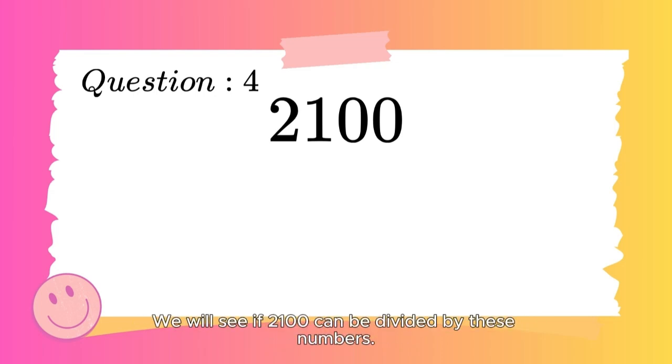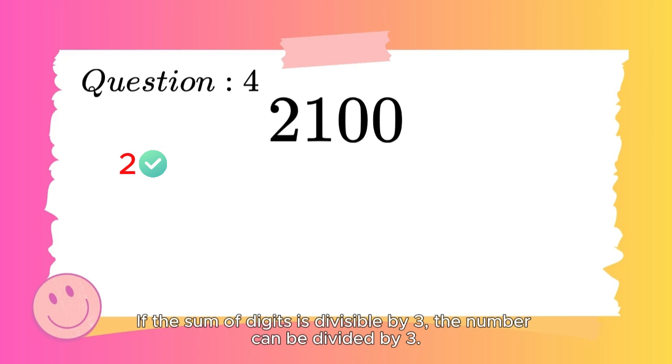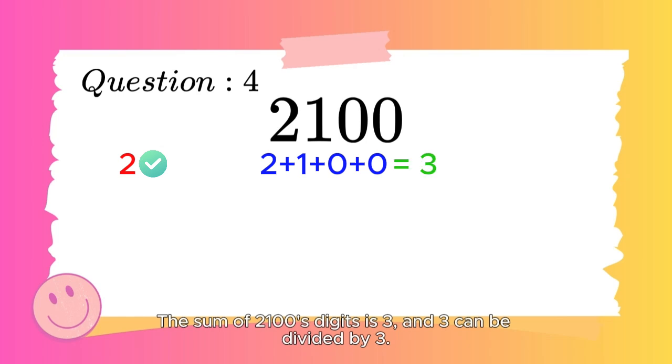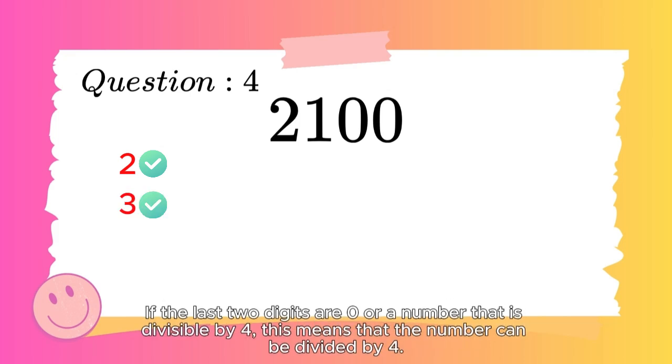We will see if 2,100 can be divided by these numbers. Let's check in order. If the last digit is 0 or even, the number can be divided by 2. The last digit of 2,100 is 0, so it can be divided by 2. If the sum of digits is divisible by 3, the number can be divided by 3. The sum of 2,100's digits is 3, and 3 can be divided by 3. So 2,100 can also be divided by 3. If the last two digits are 0 or a number that is divisible by 4, this means that the number can be divided by 4.